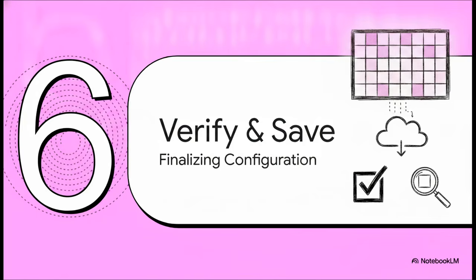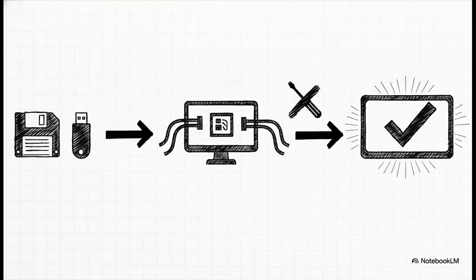And finally, we arrive at Section 6, verification and final save. In the world of high-end display engineering, no job is truly done until it's saved, mapped, and fully verified. Once your parameters are dialed in, you must save this configuration to a local .rcfgx file or a USB drive for quick on-site deployment. But before you walk away, you have to verify.